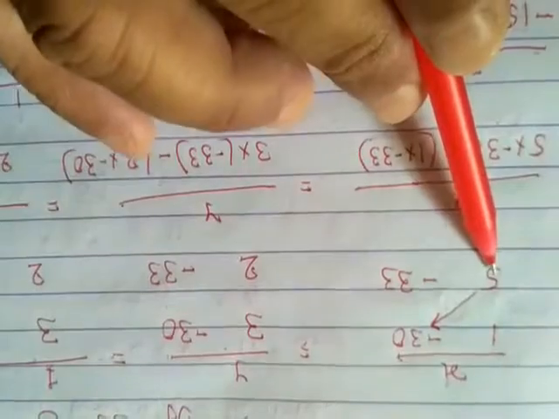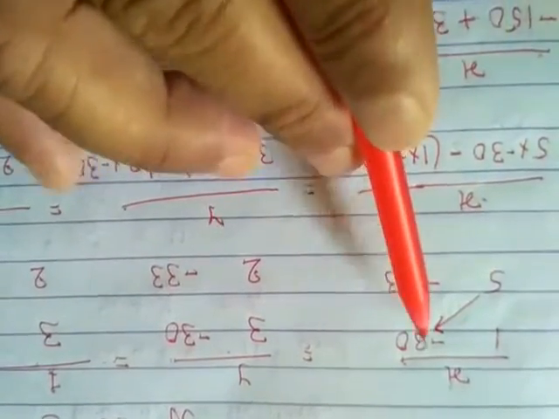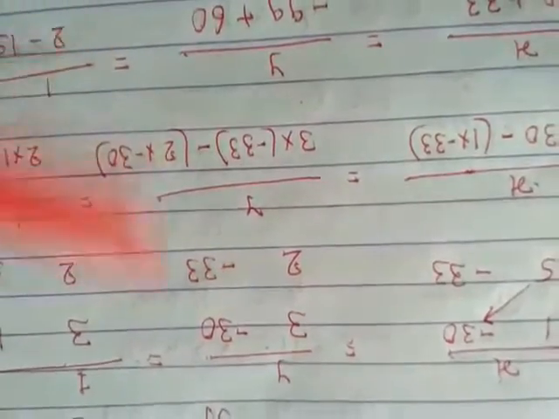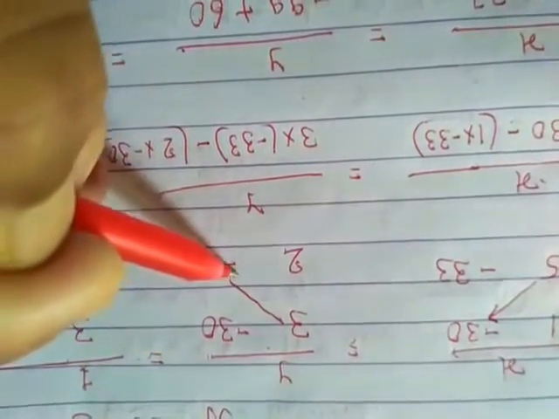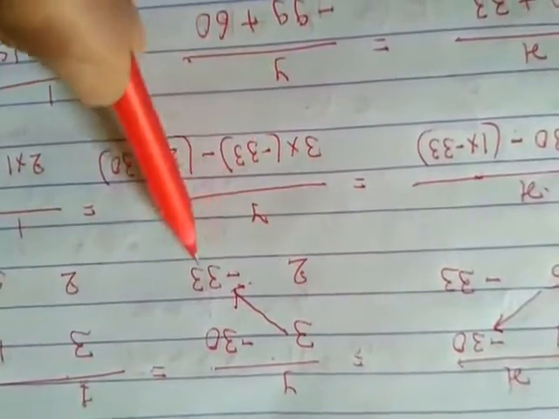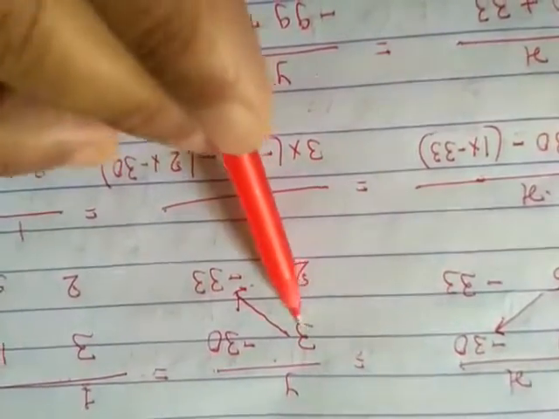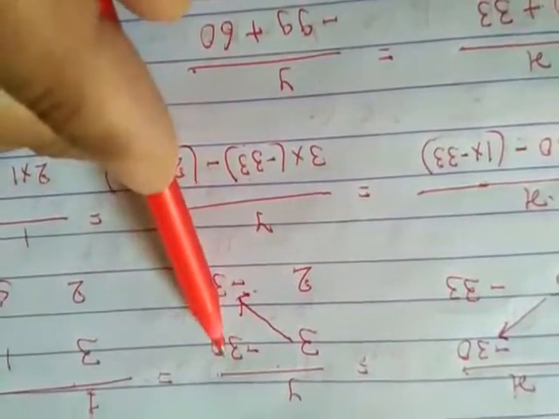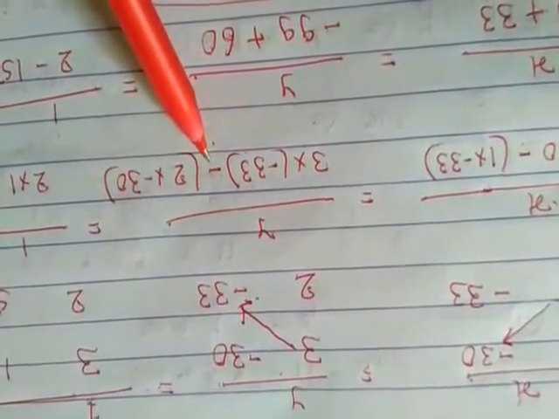Similarly, in the y case, because in the x case we went from downward to upward, in the second case, y, we have to come from upward to downward first. So we take 3 into minus 33 as it is, and the second pair will be taken with a negative sign, so it will be minus 2 into minus 30.